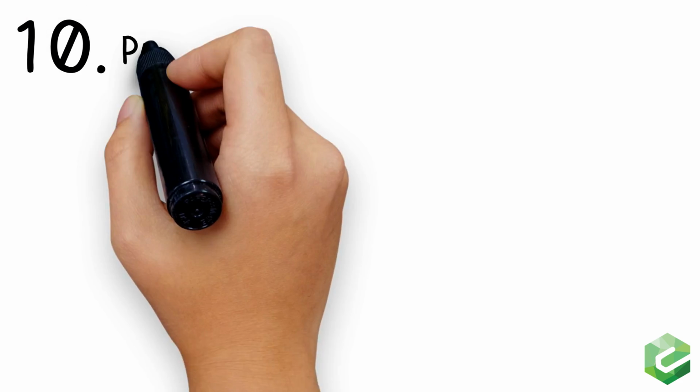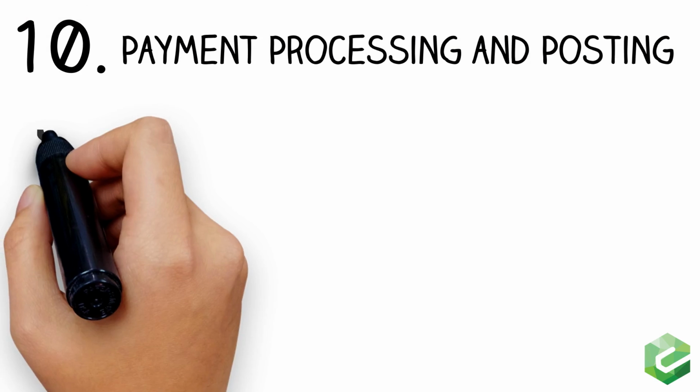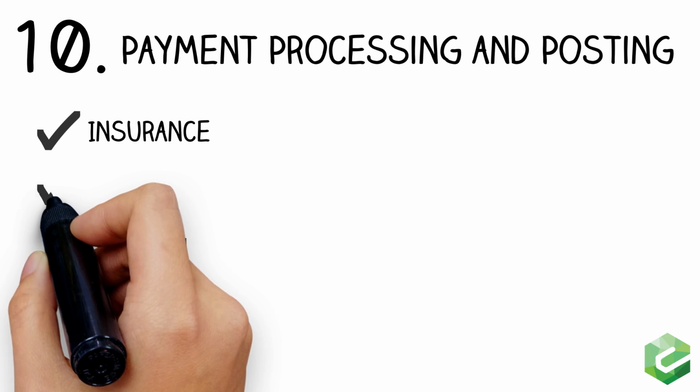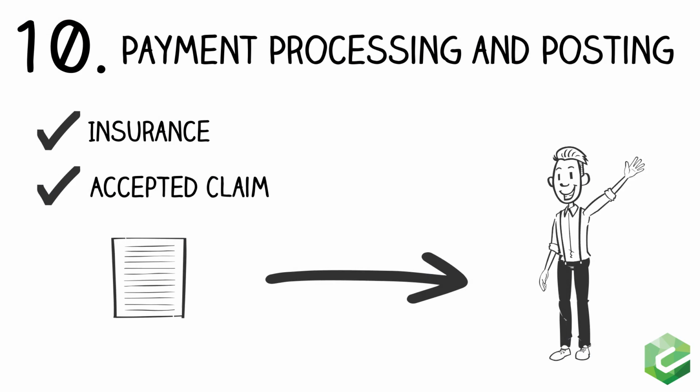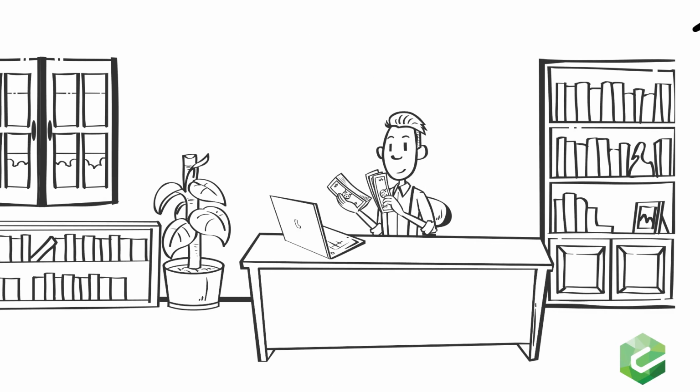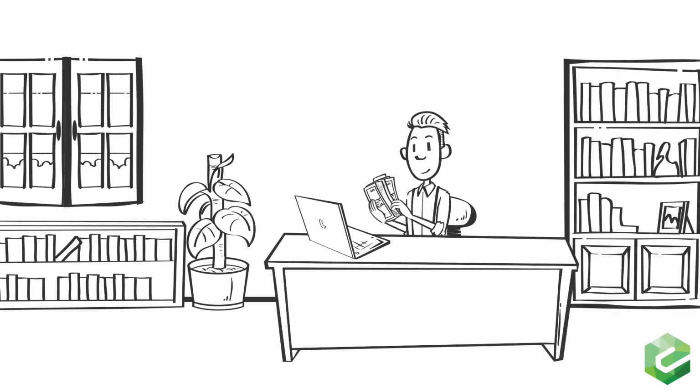Next, it's time to send the information back to the patient. After it's been determined that a patient has insurance and their claim has been accepted, a statement is then sent to the patient with all of the information about the visit and how much money that they still owe. After this, it's then up to the patient to pay the amount of money that they still owe.